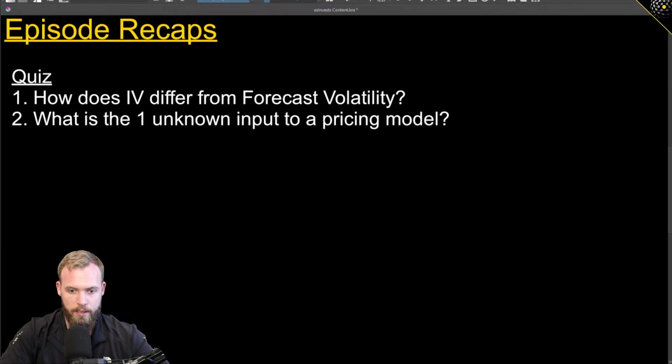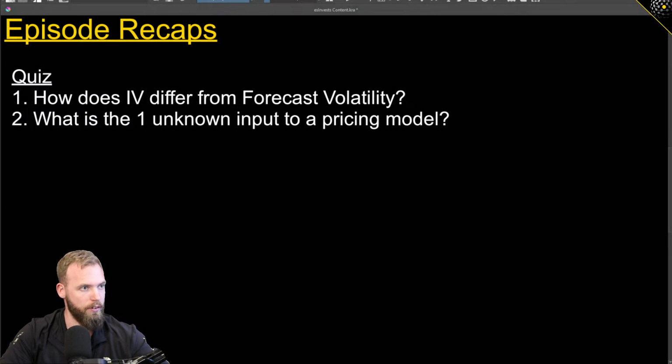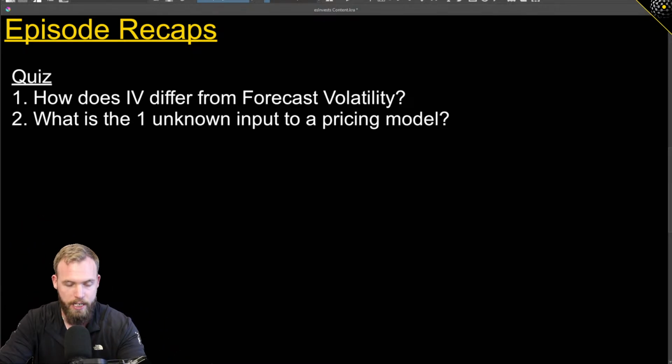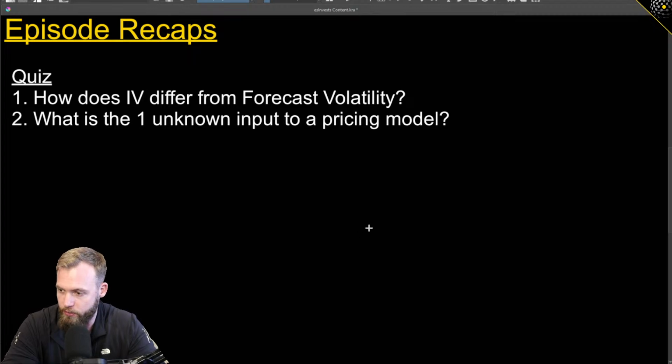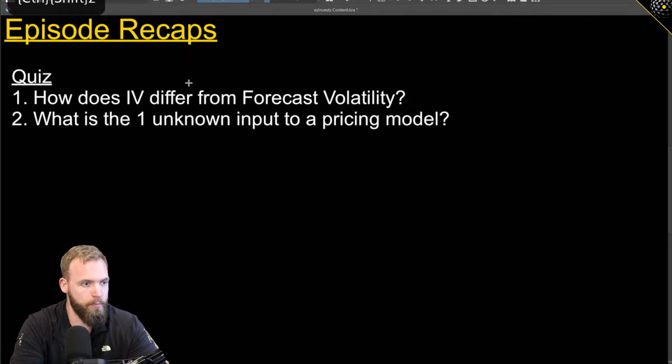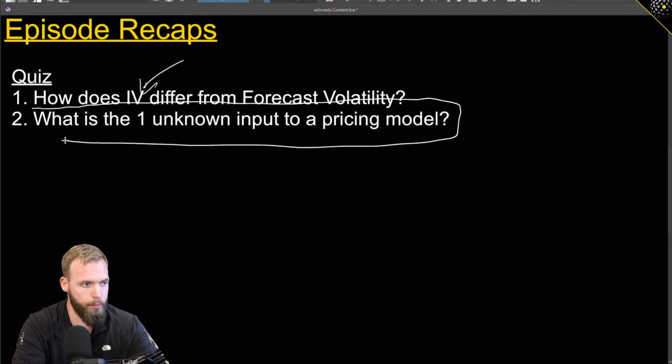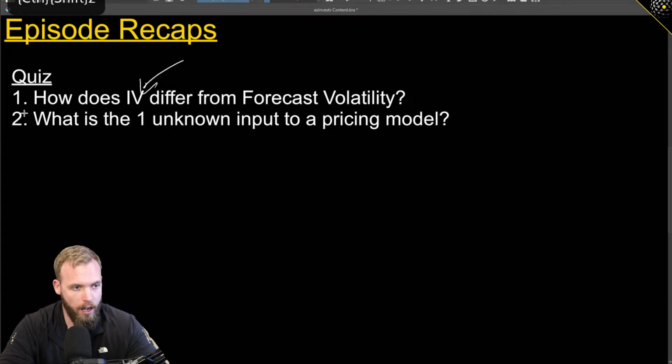Cool. I actually fully expected this, which is why this is a quiz question, because this concept is very important. We talked about it last time, but Lauren says BSM. That is incorrect. It's a good guess. Actually, believe it or not, BSM is how we get this. So we can answer number 2 while we answer number 1. First, answer number 2 for me. What is the one unknown input into a pricing model?